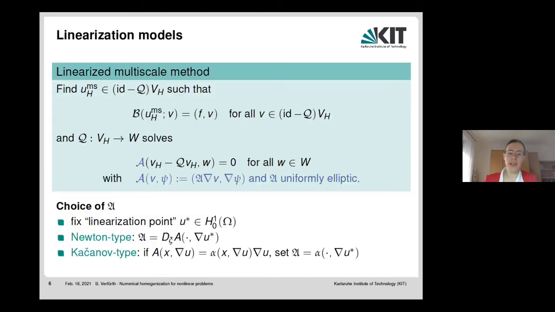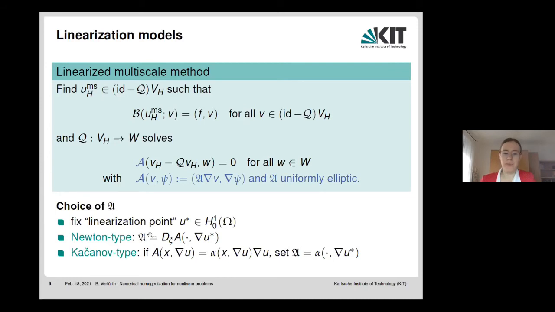And we do this by linearization. So here's the linearized multiscale method again. And we fix a linearization point, a function U star in H10. I will come to the selection of U star in a few moments. And then we have different possibilities for defining fractal A that are motivated by standard typical nonlinear iteration schemes and related to linearization procedures.